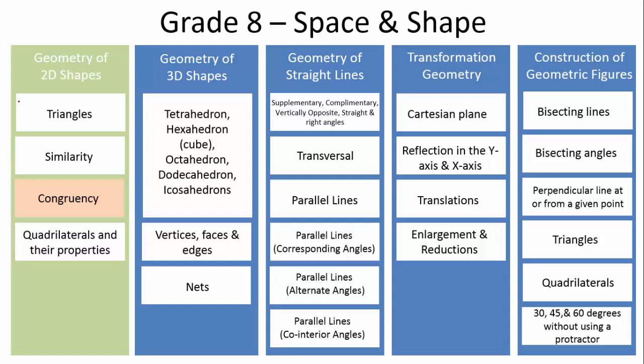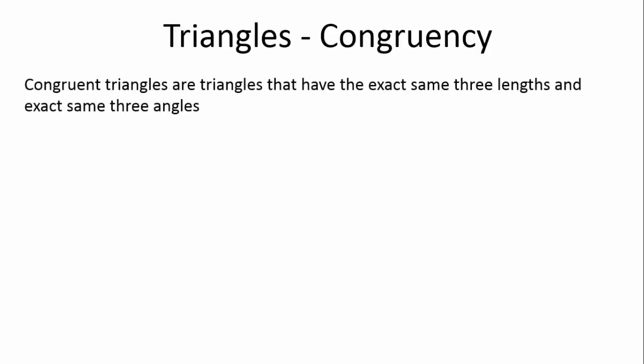Okay, grade 8, we're now dealing with congruency, right? Specifically with triangles, but we can show how it can be any geometric 2D shape. Congruent triangles are triangles that have the exact same 3 lengths and the exact same 3 angles, okay? The exact, not close, exactly the same.